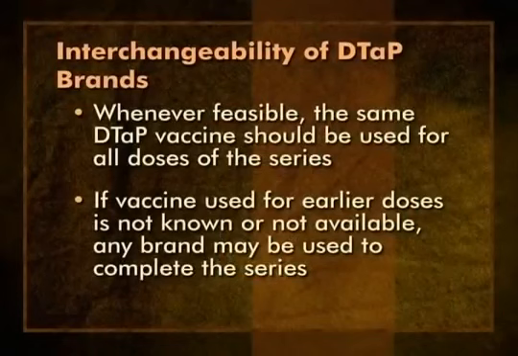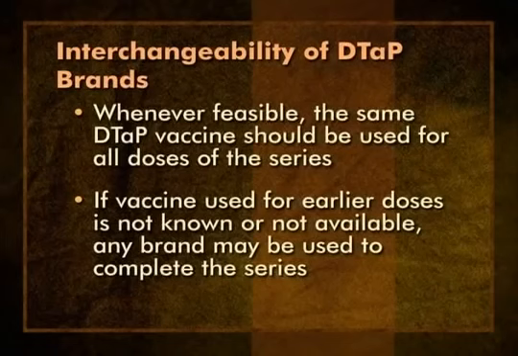There are few data on the interchangeability of the 3 pediatric DTaP vaccines. ACIP recommends that whenever feasible, the same DTaP vaccine should be used for all doses of the series. But if the brand of vaccine used for the earlier doses is not known or not available, then any brand may be used to complete the series. Use the same vaccine for all doses of the series if you can, but do not hesitate to administer a different brand if the brand used for earlier doses is not available or the brand is not known.